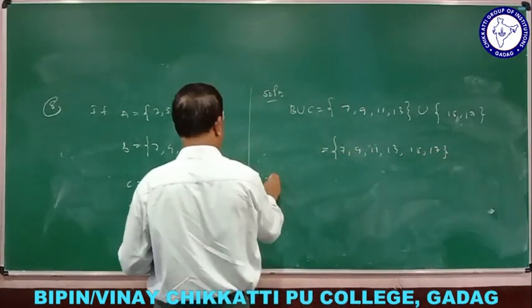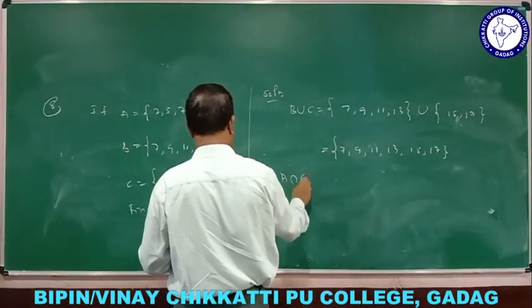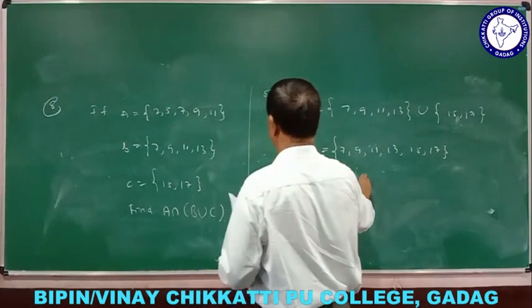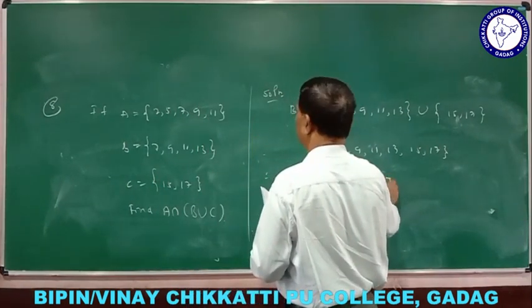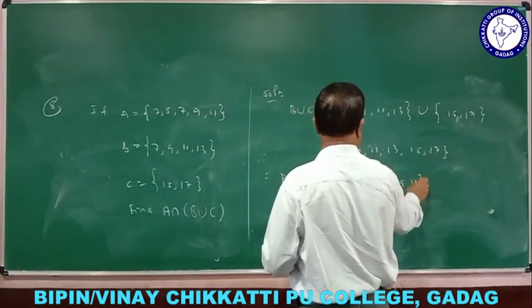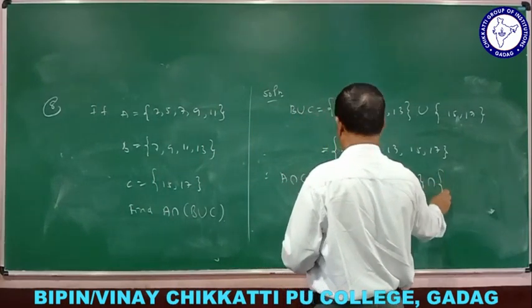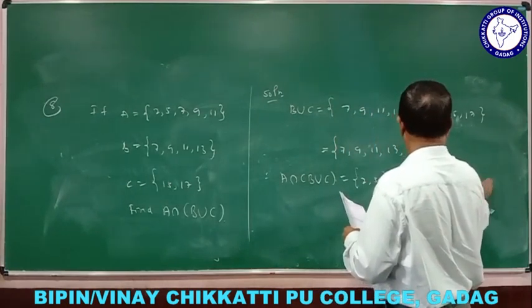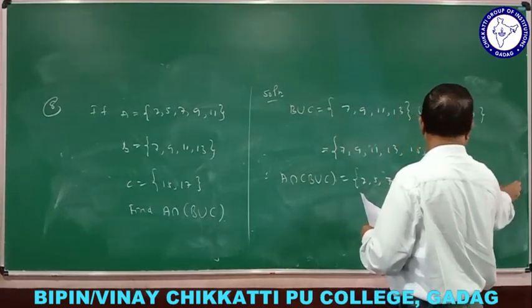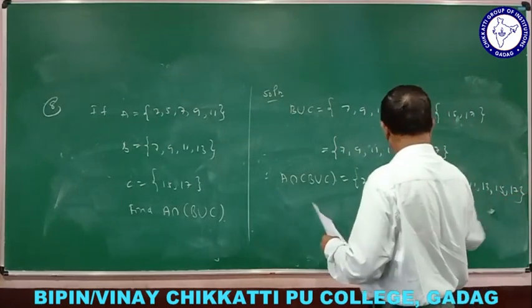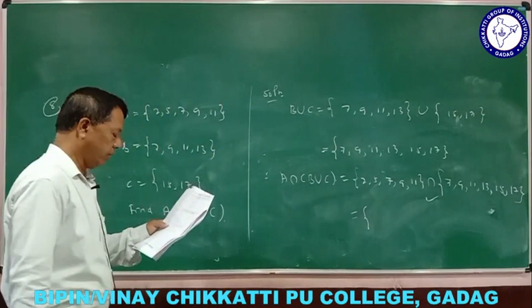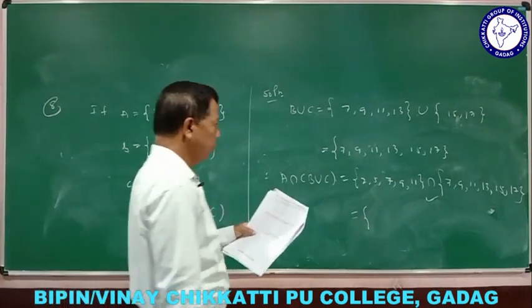The question is therefore A intersection (B union C) is equal to A, which means 2, 5, 7, 9, 11, intersection B union C, which you have already written: 7, 9, 11, 13, 15, 17. So here for intersection, you have to write only the common elements. Which are the common elements?